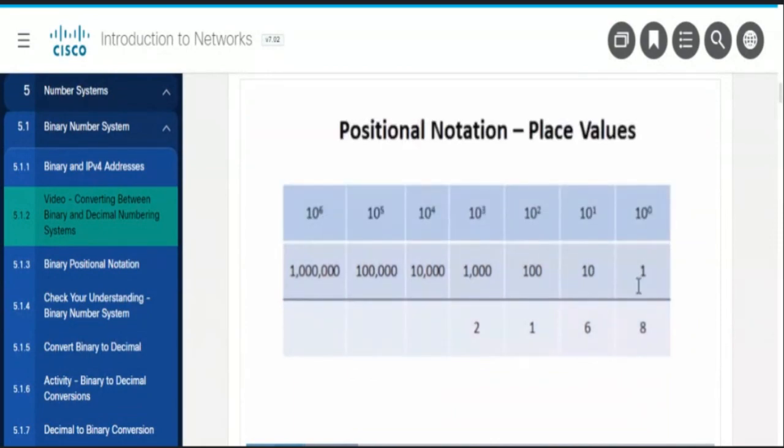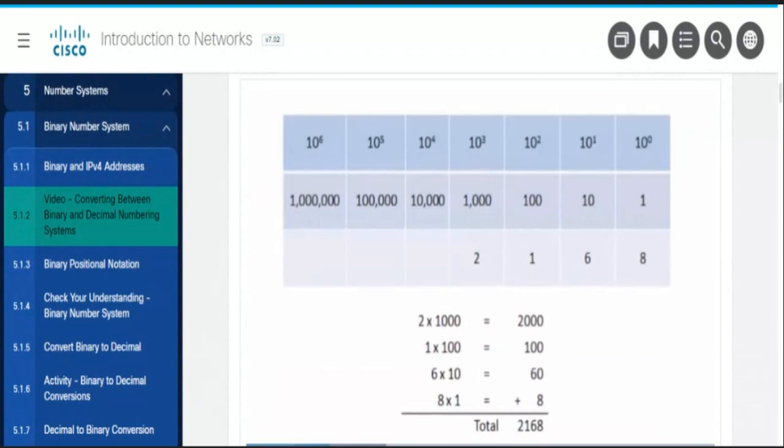You can see that the ones place is 10 to the 0, the tens place 10 to the 1, the hundreds place 10 to the 2, or 10 times 10, which is 100. The thousands place is 10 to the 3, or 10 times 10 times 10, and so on and so forth. So you can see that the place values are based on powers of 10. If we look at the number 2,168 in long form, we have 2 1,000s, 1 100, 6 tens, and 8 ones, and 2,000 plus 100 plus 60 plus 8 totals 2,168.